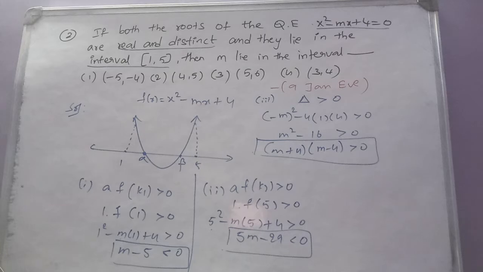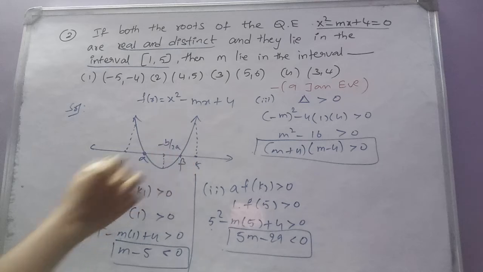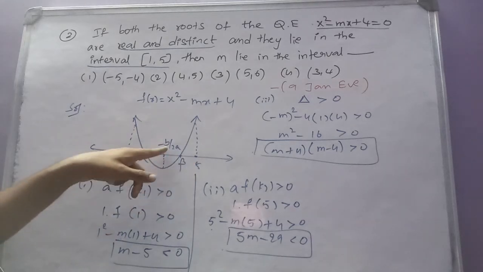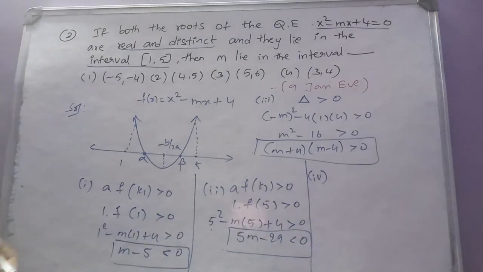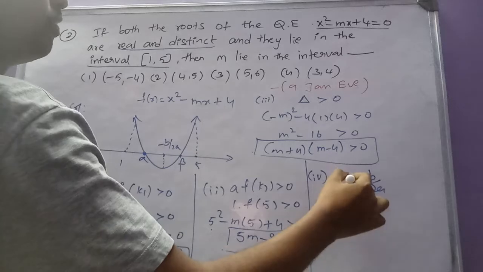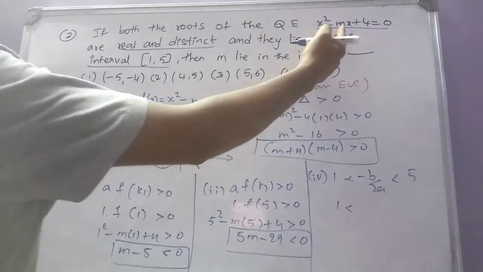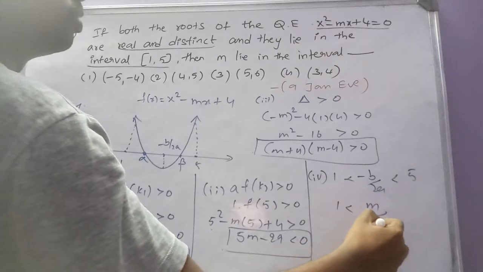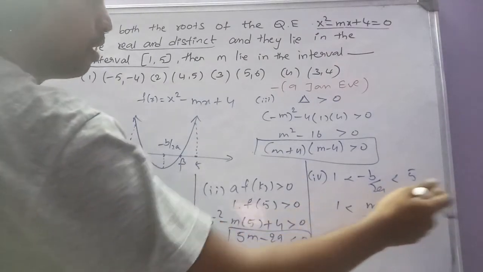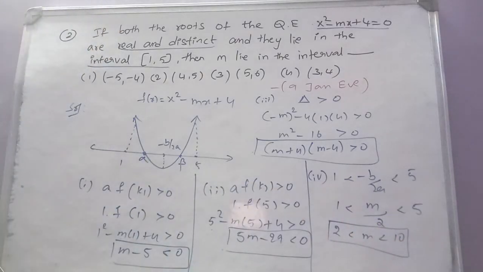And finally, the fourth inequality is about minus b by 2a. Minus b by 2a is between 1 and 5, right? That is about the fourth inequality. So minus b by 2a is between 1 and 5. So that means that 1 is less than minus b, minus of minus m, which means plus m, divided by 2a, means 2 into 1. So multiply with 2 everywhere, you'll get 2 less than m less than 10. This is the fourth inequality. These are the four inequalities that we are supposed to use to find out in which interval m lies.